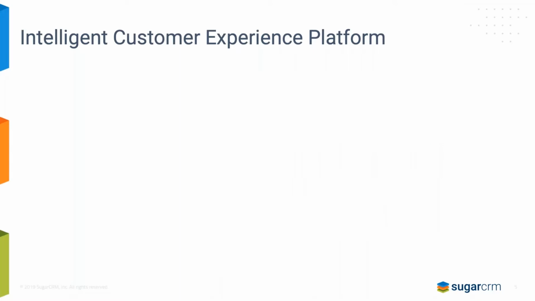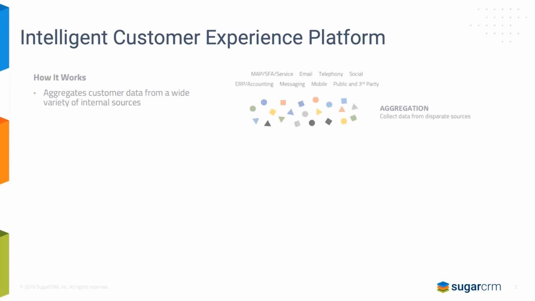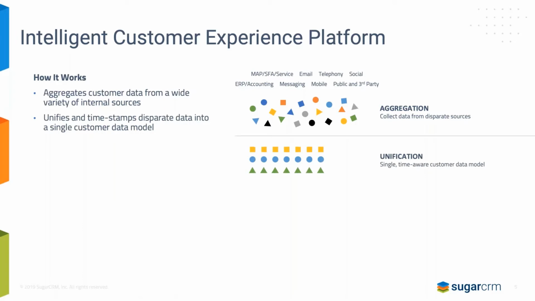So the first one is this notion of an intelligent customer experience platform. This is capabilities that we've built into the product. First, we're going out and we're taking data from a wide variety of internal sources, whether that's ERP and accounting systems, or marketing automation data, or emails, or telephony information, and we're aggregating that together. And then we take that data and we unify it so that it's all in a uniform format that we can then do interesting things with from a computing point of view.